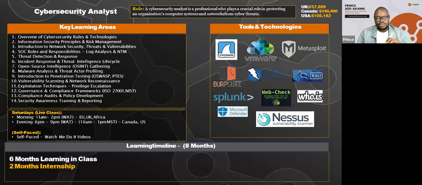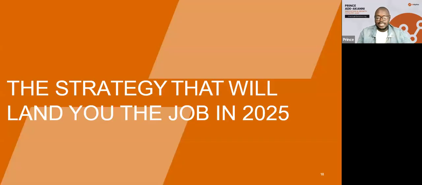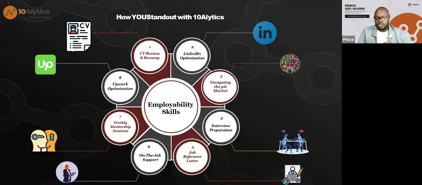Everything we're talking about is just 50% of what we tend to offer you. The other 50% is what we call employability. This is a strategy that has worked all throughout. We've been at this for over 5 years. This is a strategy that we've adopted to help individuals, participants with zero to non-technical background, land their first job in tech.